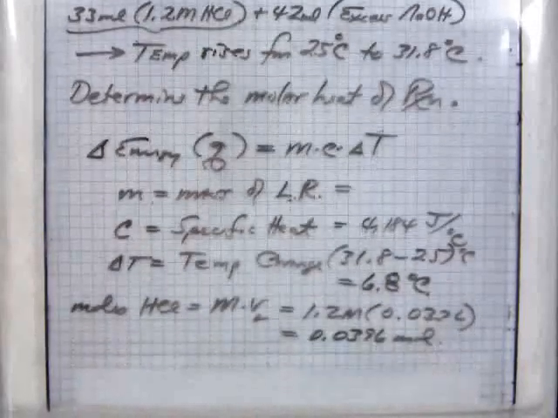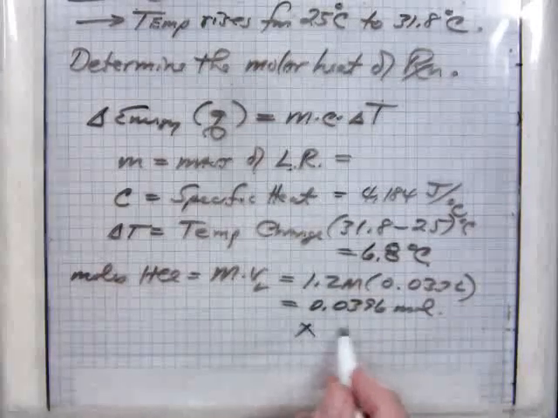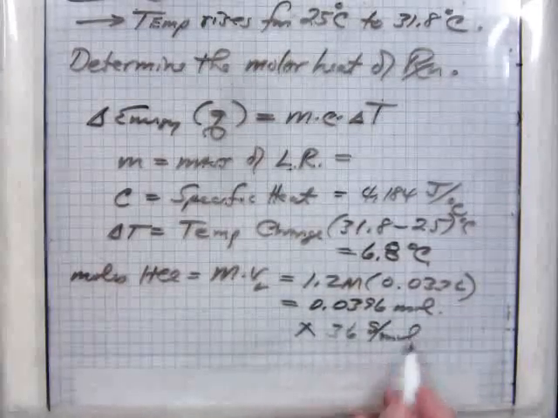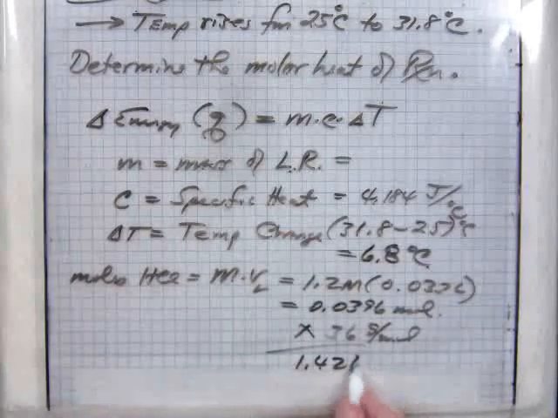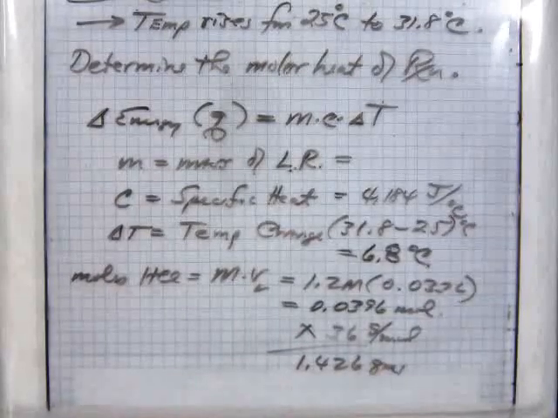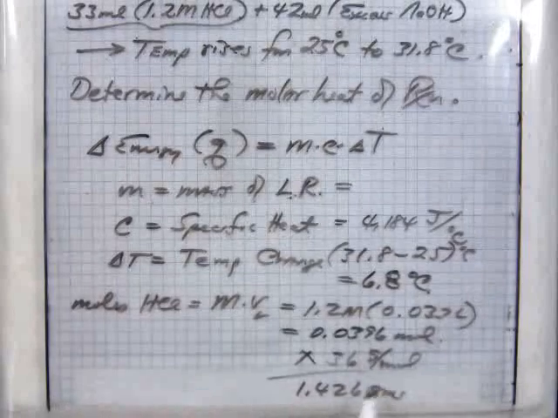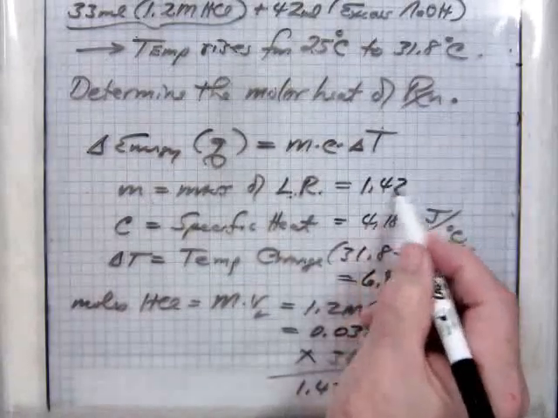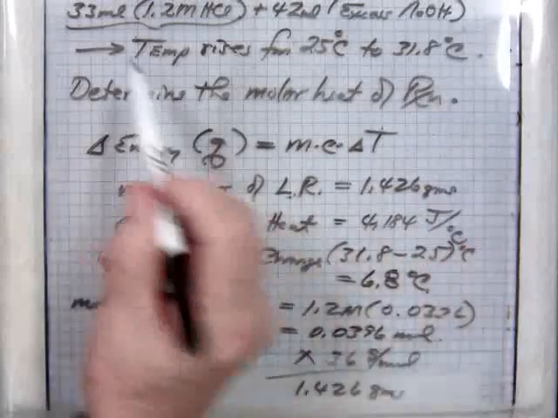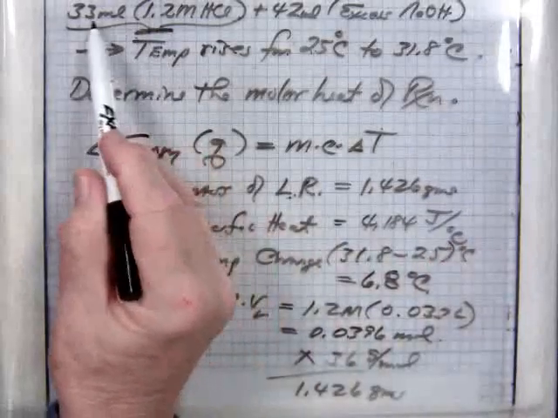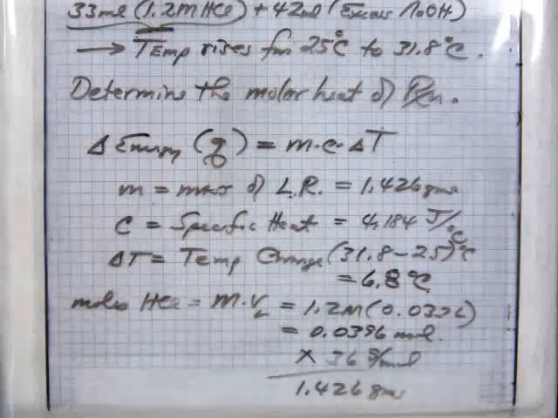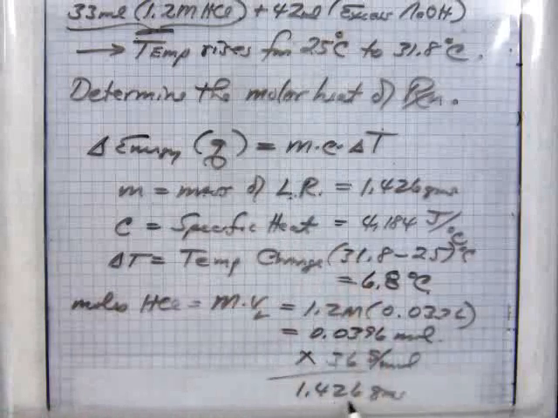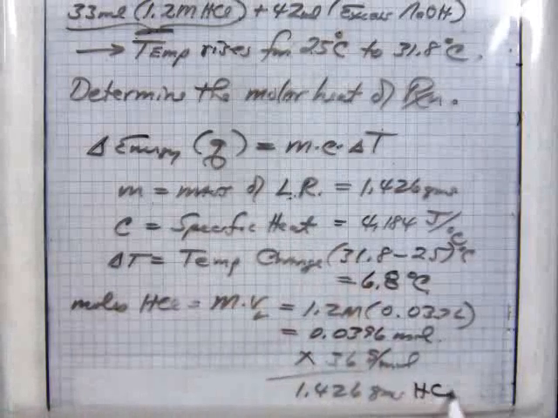HCl is 36 grams per mole. So we multiply that by 36 grams per mole, and that's 1.426 grams. So we have 1.426 grams up here, grams from our problem right here. So 33 milliliters of 1.2 molar HCl, that's a solution, which will contain 1.426 grams of HCl, like that.